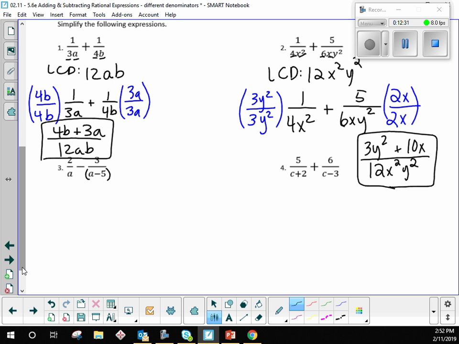So when we go to build the LCD, don't holler anything out. The common denominator has to represent this piece, and it needs to represent this piece. What do you think that would look like then? A times a minus 5. Okay, a times a minus 5.